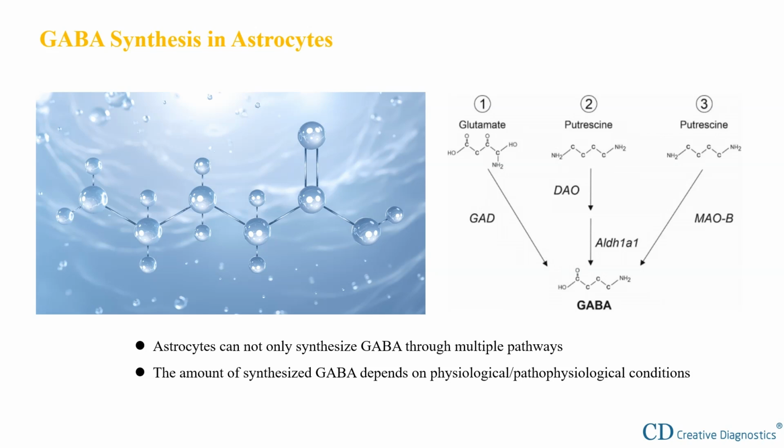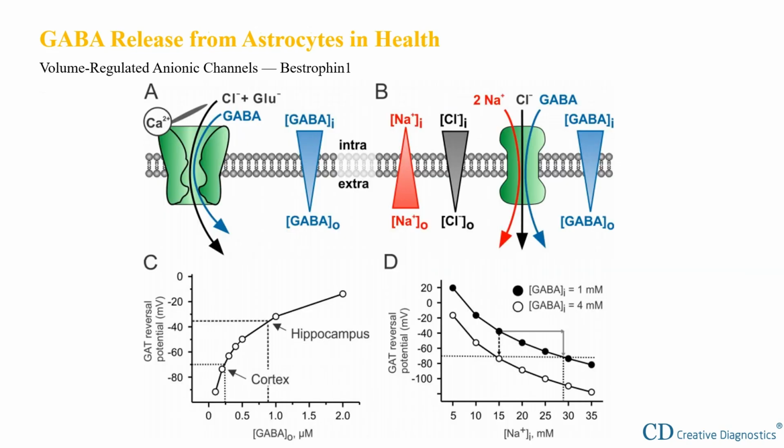However, in addition to the GAD-dependent pathway, GAD-independent pathways for the synthesis of GABA have been described. Cultured astrocytes are able to synthesize GABA from the polyamine putrescine, thereby utilizing a GAD-independent pathway of GABA synthesis. Recent studies performed both in brain slices and in vivo confirmed the capability of astrocytes to synthesize GABA in both GAD-dependent and GAD-independent ways, and moreover, that the amount of synthesized GABA depends on physiological/pathophysiological conditions.